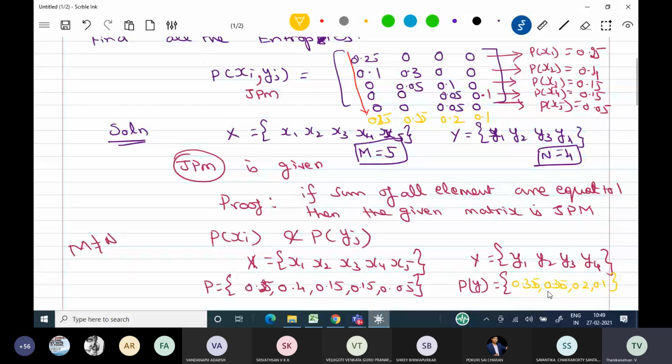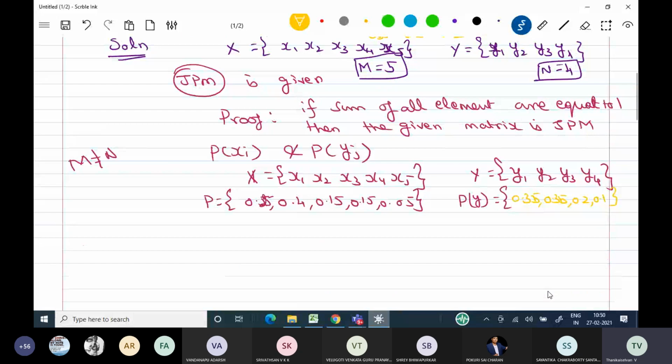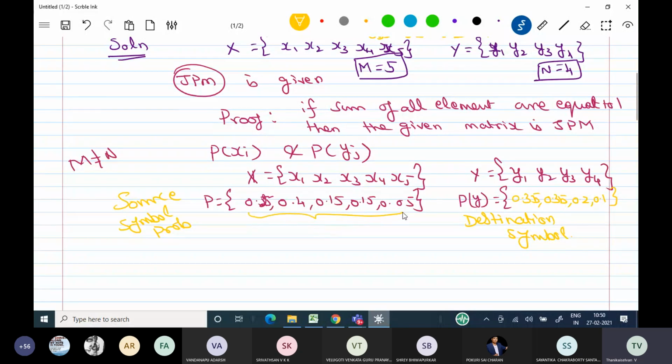Now from the JPM we have calculated the source symbol probability. This is the destination symbol probability. Before proceeding to the entropy calculation, just add all the values. Sum of all the values must be equal to 1.